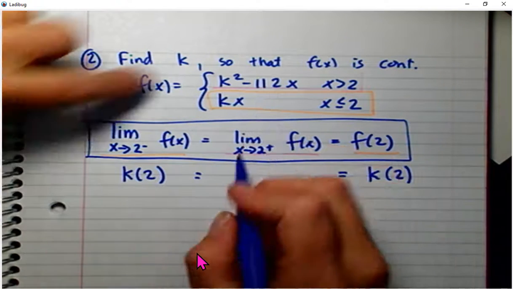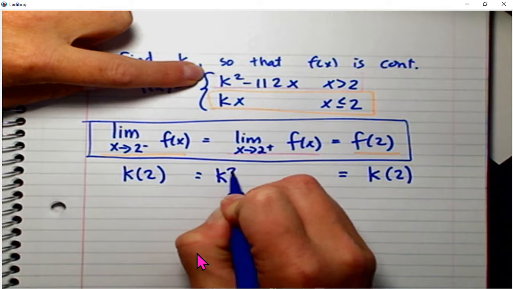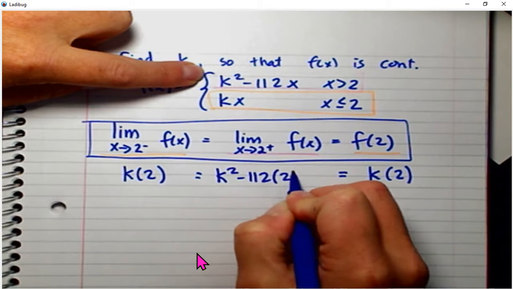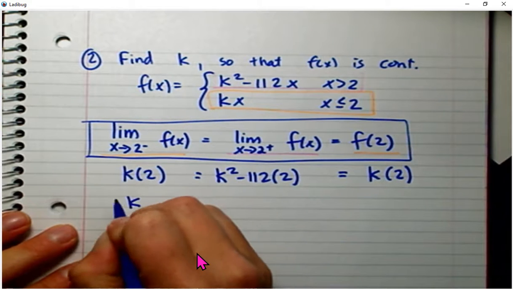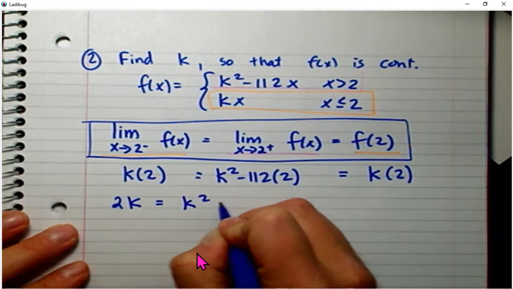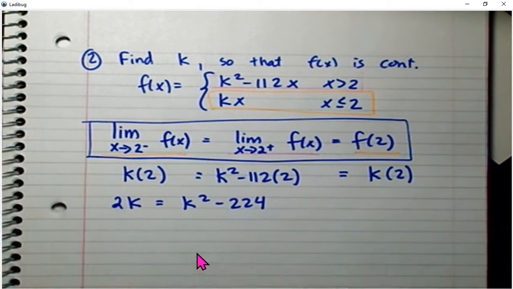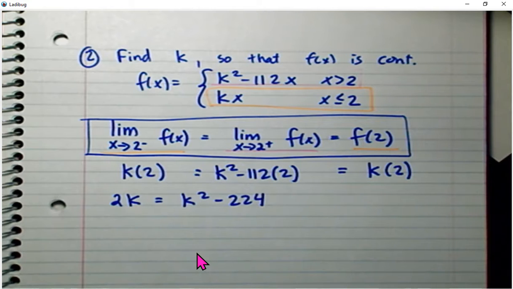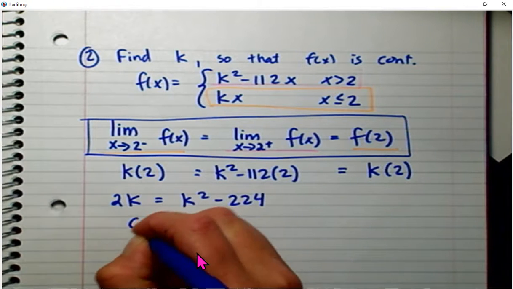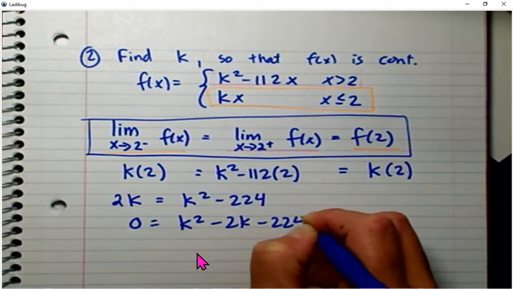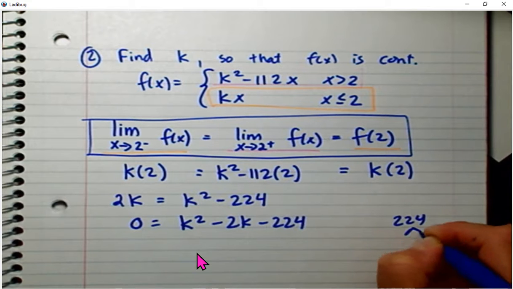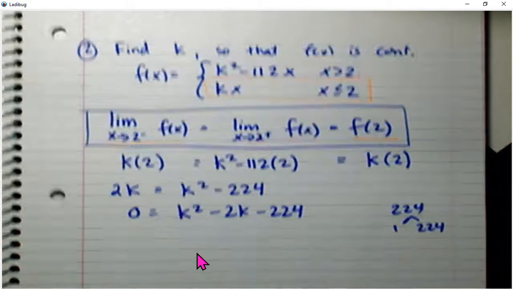Now I need the right side: k squared minus 112, times 2. Well, these two pieces are the same, so I'm only going to write them once. So 2k equals k squared minus 224. Luckily, I have a nice How to Solve Quadratics poster up. Since I have more than one k, I'm going to try factoring. So I'm going to set it to 0, and I'm going to try factoring, which is kind of slow, but I'm going to do it.